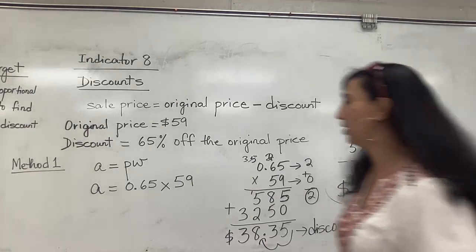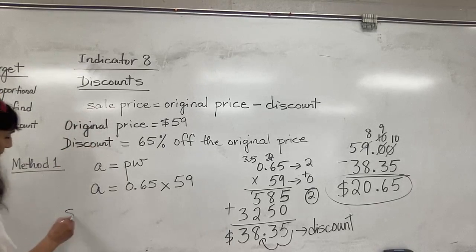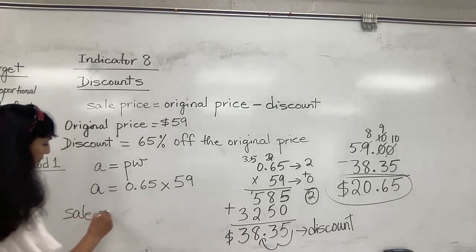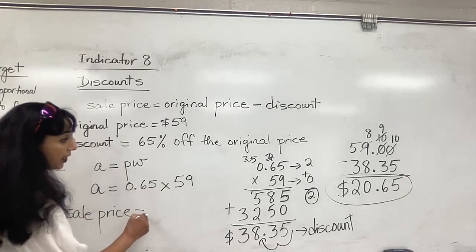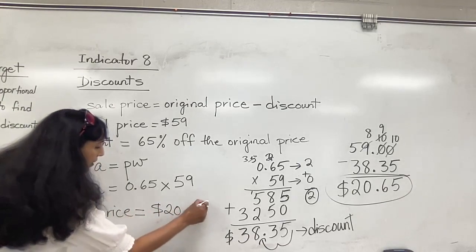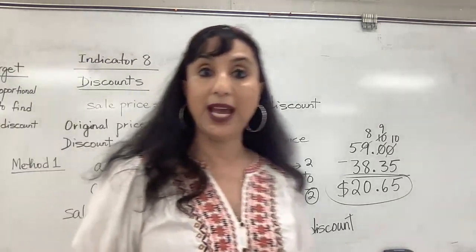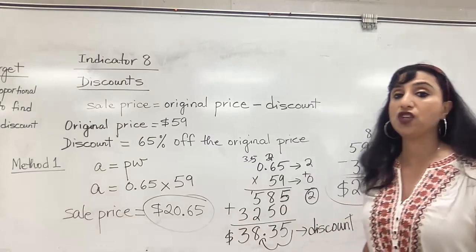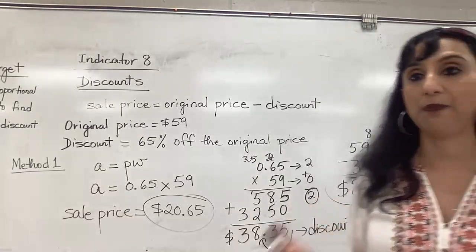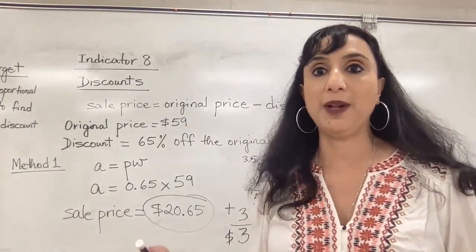So this final amount, the final cost, or the sale price of the volleyball is going to be $20.65. So that's a really good deal, as you can see, because it began at $59, which was the original price, but then what did you end up paying? Only $20.65. So that's why people love discounts.